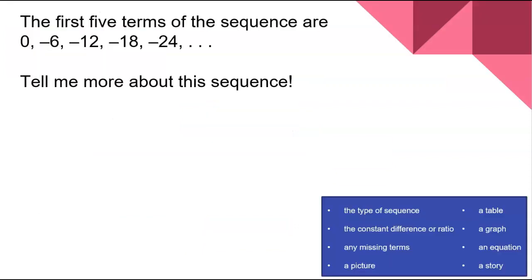So here is our first sequence. The first five terms of the sequence are 0, negative 6, negative 12, negative 18, and negative 24. What do we know about the sequence? Pause the video, write down everything you can about the sequence.